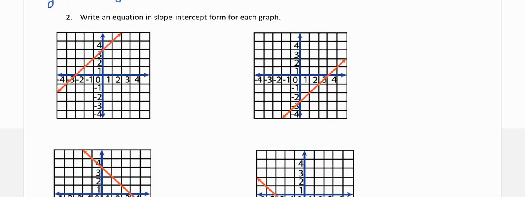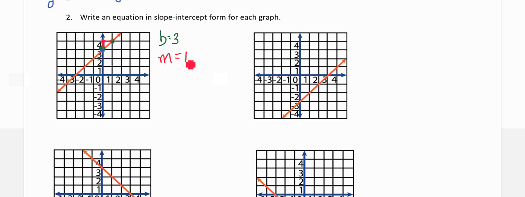Number 2, write an equation in slope-intercept form for each graph. Looking at the first graph, I can see my y-intercept, my b value, is 3. I can find any other point on my graph, and then find my change in y to change in x. My rise is 1 and my run is also 1. So slope is 1 over 1, which would just be 1.